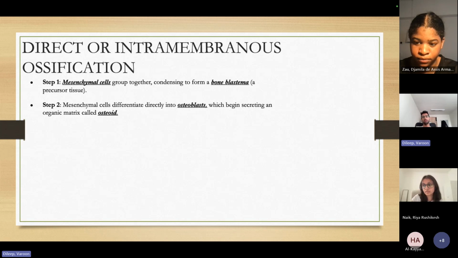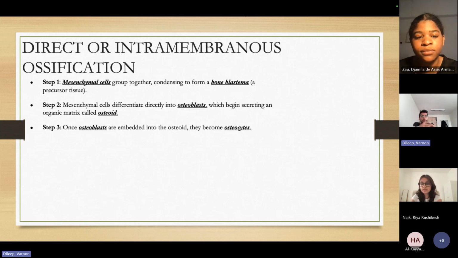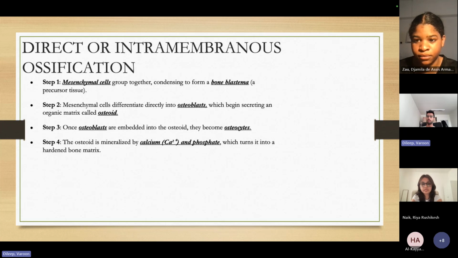Now, what this means is, as we said, the mesenchymal cells are construction workers. They will differentiate into osteoblasts. So we can say these construction workers change into builders, which have a high profile or something like that, and they have a specific function now. They convert into osteoblasts, which secrete the organic matrix called osteoid. Now, these osteoblasts get embedded into the osteoid, and now they're called osteocytes. The osteoid is mineralized by calcium and phosphate, which turns into a hardened bone matrix. So the walls of the house again become stronger as calcium and phosphate is added.